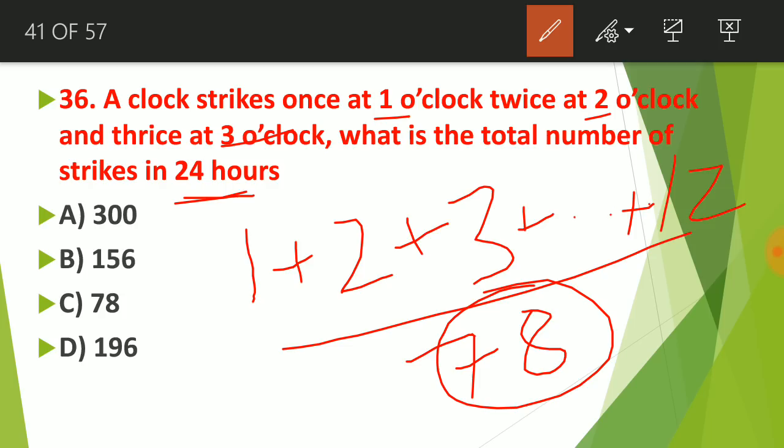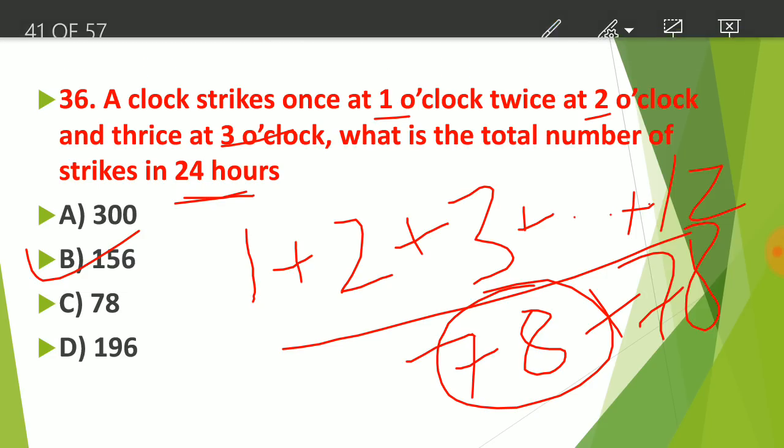After 12 hours, again 1 o'clock, 2 o'clock, 3 o'clock will repeat till 12 o'clock. That is another 78 will come. 78 plus 78 will give us 156. So 156 is the answer for question number 36.